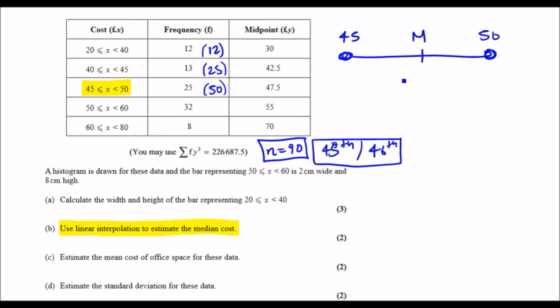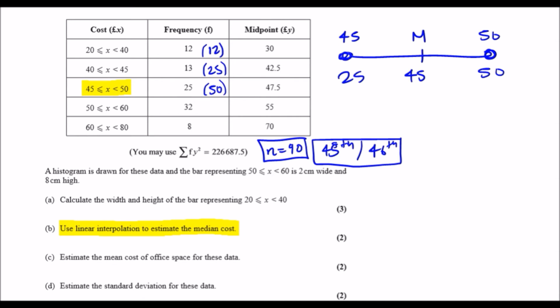Now, for the bottom values, this is just the position. So the median's, of course, the 45th or 46th position. I'll use 45 for this example. You can use 46 too. And for the lower and upper bound, we can say that it must lie between the 25th person here and the 50th. Okay, now we've done everything.